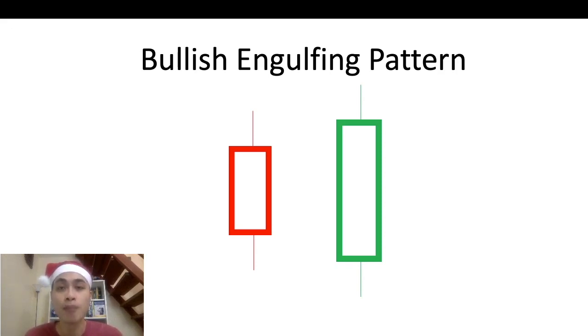So the bullish engulfing pattern is a bullish reversal pattern. So again, what does a bullish reversal pattern mean? It means that when this pattern forms after a downtrend or during a downtrend, especially if the downtrend has been ongoing for a while, the bullish engulfing pattern can indicate to the trader that the decline is ending and a reversal is about to take place. So let's take a look at a chart.